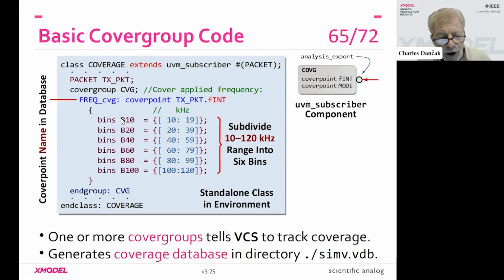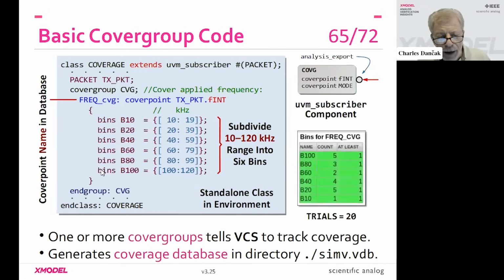And we've arbitrarily subdivided our passband into 6 bins. I like hardware analogies, so think of those as those yellow bins you can buy at Walmart. After just 20 trials, we've easily hit 100% coverage. In fact, most of the bins have been covered multiple times. One of them was only covered once, but hey, we met 100% coverage on this cover point easily.